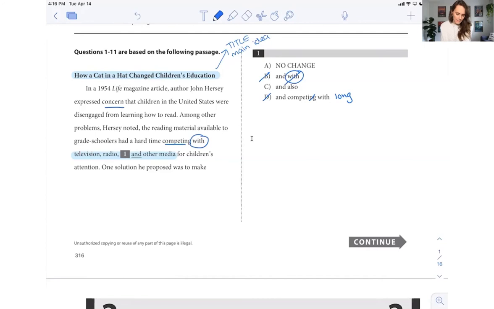And then I can pick, so the reading material available to grade schoolers had a hard time competing with television, radio, and also other media. That kind of interrupts the flow, right? Remember, items in a series you want to keep consistent. So this is items in a list. And I'm just going to go with A because it's following my comma rules for that.